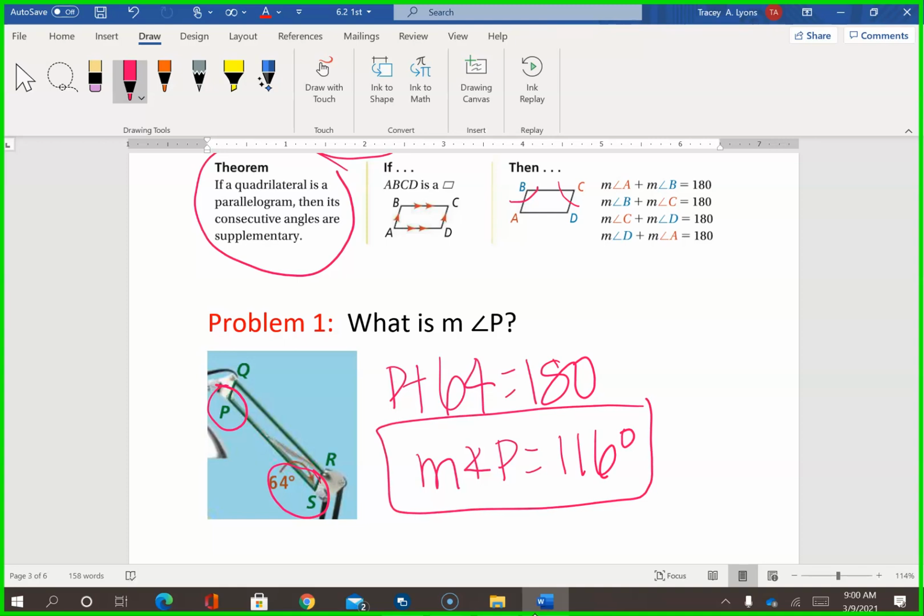If you're doing supplementary, set up the equation, please, and then give me the answer, just so that I know you're using the theorem.